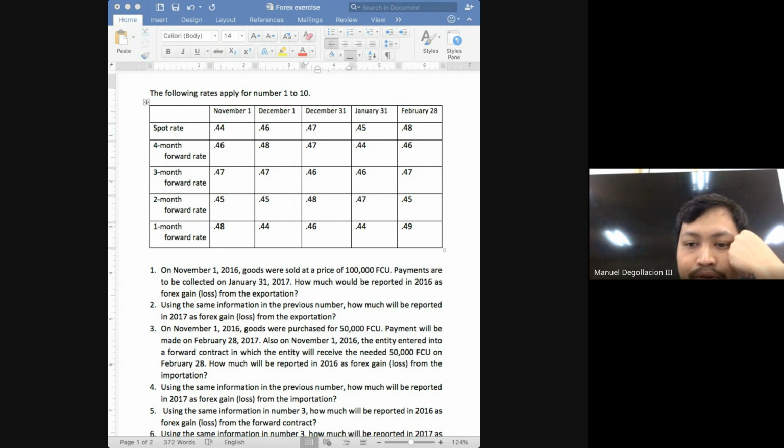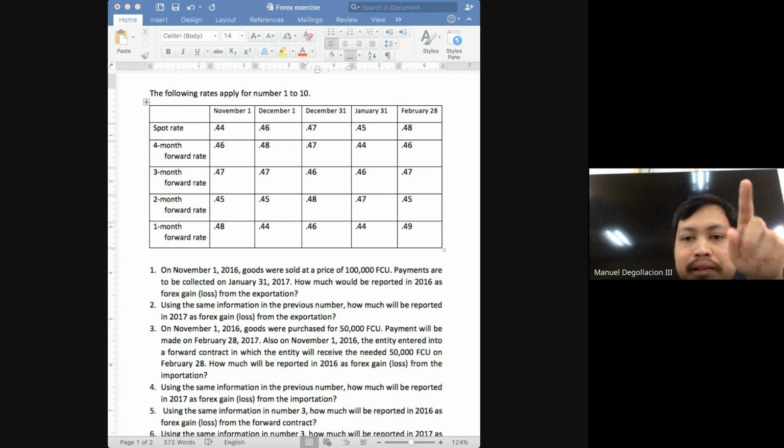Spot rate, again, for the forward rates will not be relevant unless you have forward contracts. So what rate are we going to use? We'll use spot rate. But you look at the table, how many spot rates are given? 5. Now, which spot rate should we be using? It should not be difficult for you to figure out, class, that the spot rate that you will be using would be the spot rate on November 1.